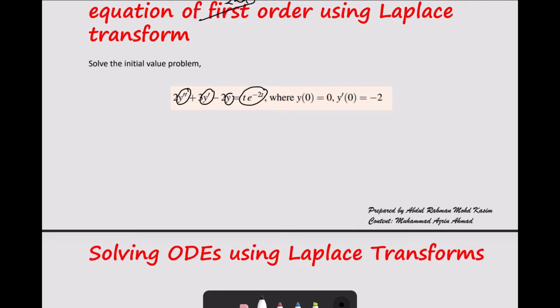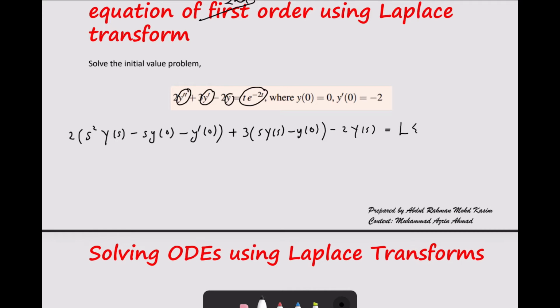When you Laplace each term, you will have 2, and then for the first term, s squared Y(s) minus s y(0) minus y prime(0). And then for the second term you will have 3, and then s Y(s) minus y(0), and then you will have 2 Y(s). And then look at the right hand side, you need to Laplace the t e to the power of negative 2t.